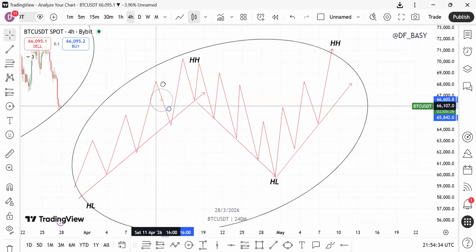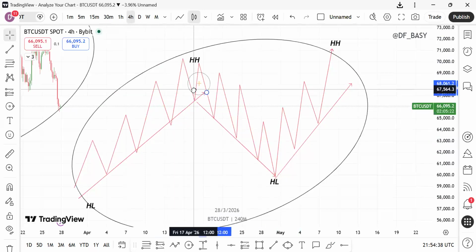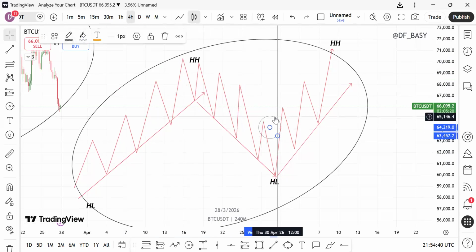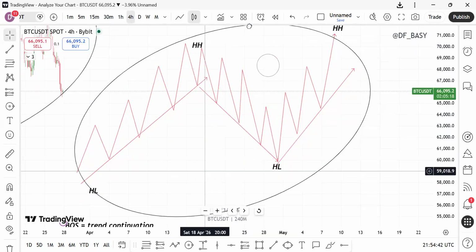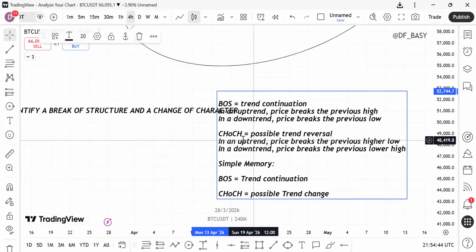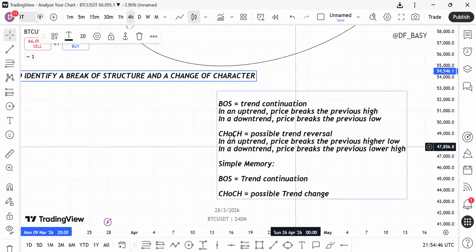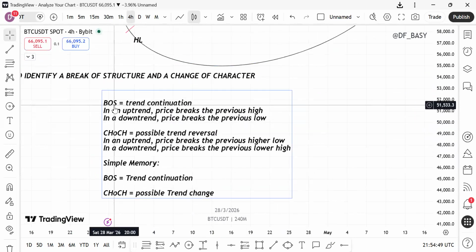How to understand the break of structure and change of character? It is as simple as it is. Now, this is the trick. Let's read this up. All right. So now, a break of structure is known as BOS. The B is for break, the O is for of, and the S is for structure.